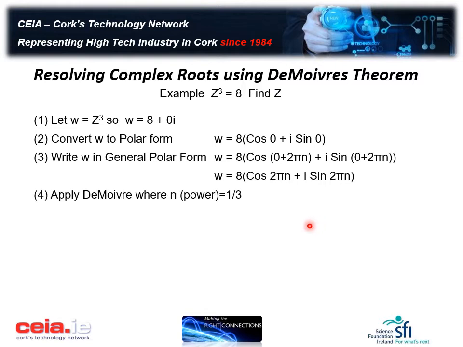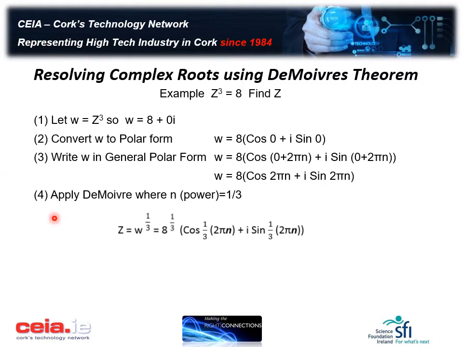Step 4 in the process is to apply De Moivre's theorem to this complex number, and the power that we're going to apply is 1 over 3. That's the cube root. So the power is a third, which is the cube root. And applying De Moivre's theorem to this complex number, we get z, which is equal to w to the power of a third. So 8 to the power of a third, cosine of a third of 2 pi n plus i sine of a third of 2 pi n. That's the end of step 4.